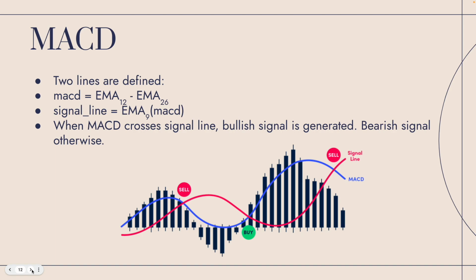MACD also operates by defining two lines, the MACD line and the signal line. When the MACD line crosses the signal line, a bullish signal is generated and vice versa. Here, we identify the purpose of the forecasted prices, which is to better approximate the future trends to obtain a better trading indicator.